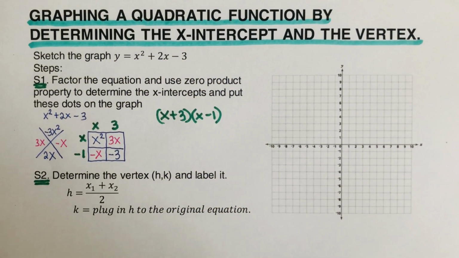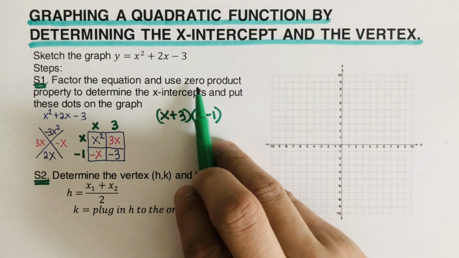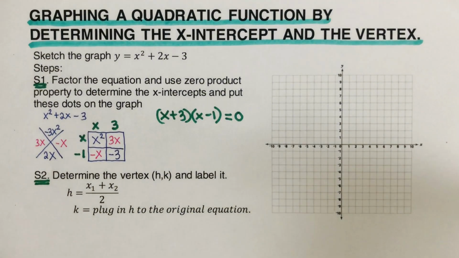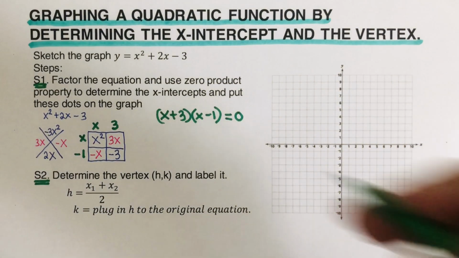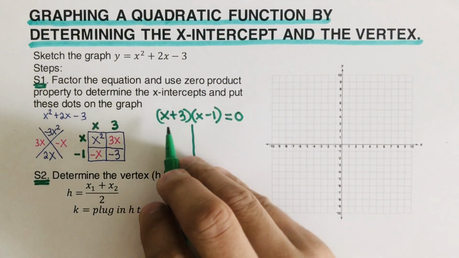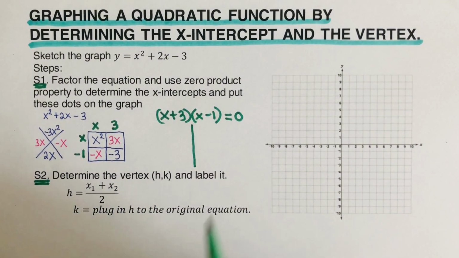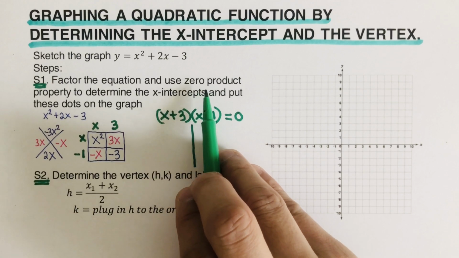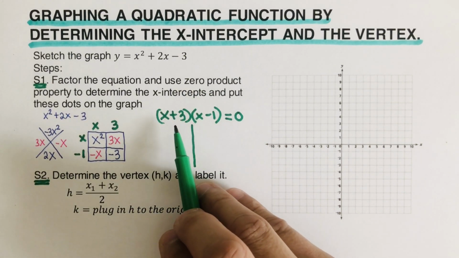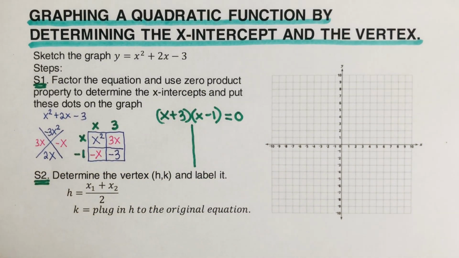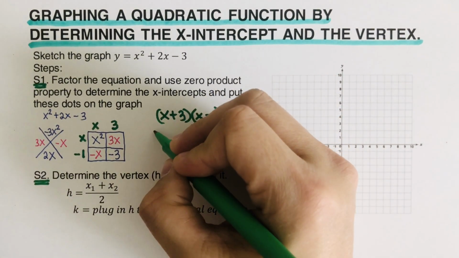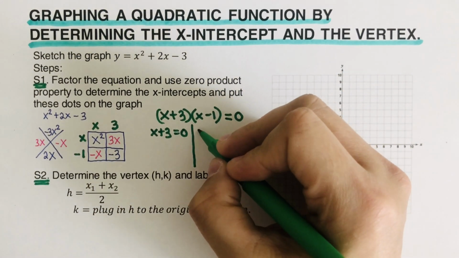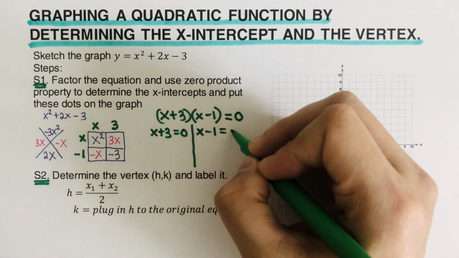It says that we are going to use the zero product property. That means we set each factor equal to 0 and solve for x. So from here, we can say that this is equal to 0 and this is equal to 0. Again, there is another video on how to use the zero product property to determine the roots. I will put the link of that video in the description box below. So this would be x plus 3 equals 0, and then x minus 1 equals 0.